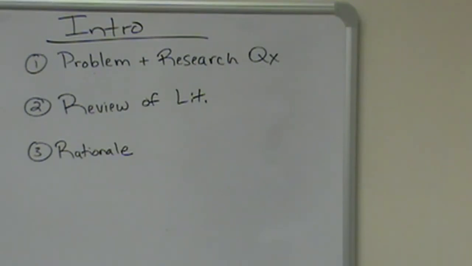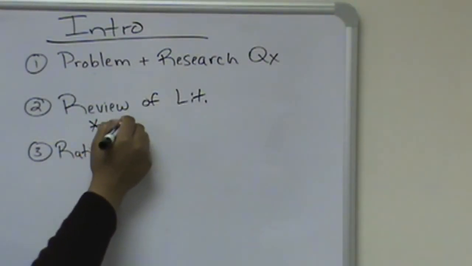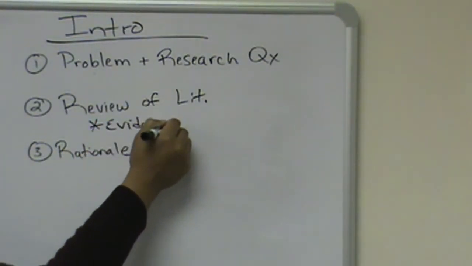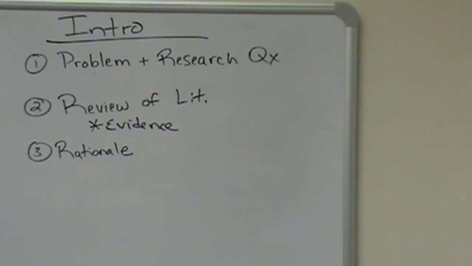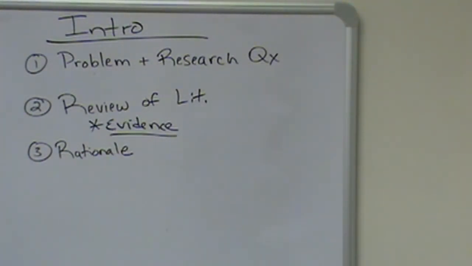The next major part of your intro is the review of literature, where you will spend most of your time in your introduction talking about past research, and the key point there is the evidence. So make sure that you bring up lots of evidence instead of just claims. You need the actual numbers to provide the evidence to back up what point you're trying to make.